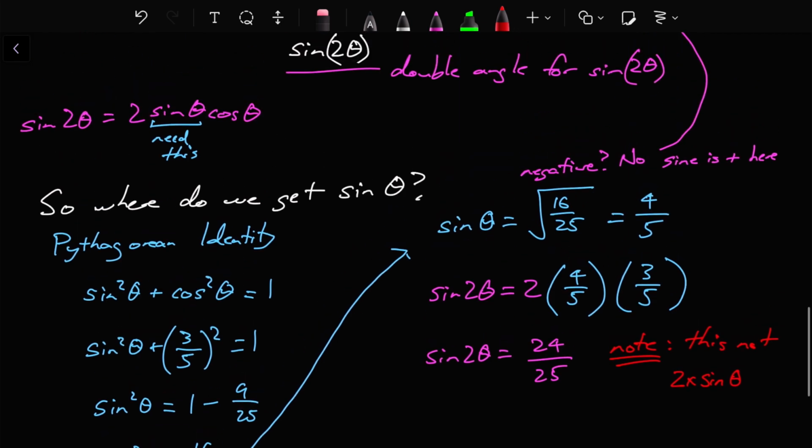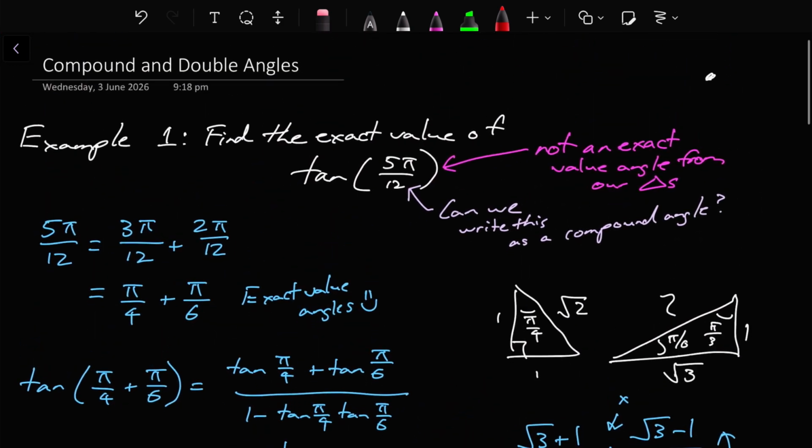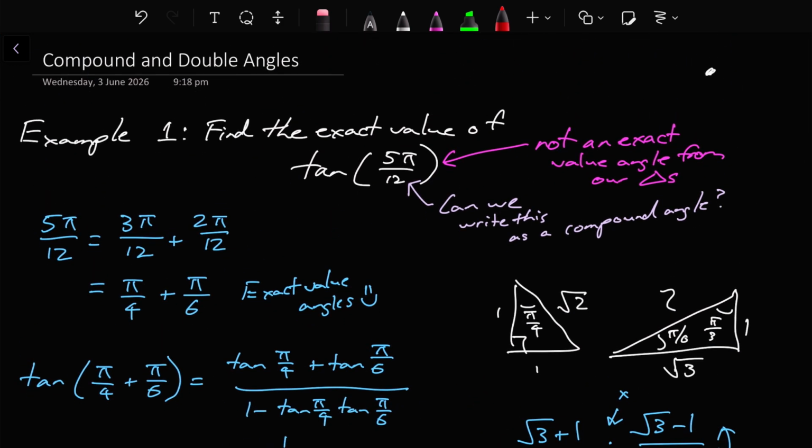Great. All right, so there's your 3 examples of how to use the compound and double angle formulas. Again, go back and watch it if you need to. Take a pause to figure out any algebra. Hope that's helpful. Happy practicing.